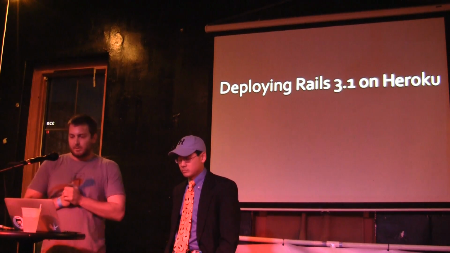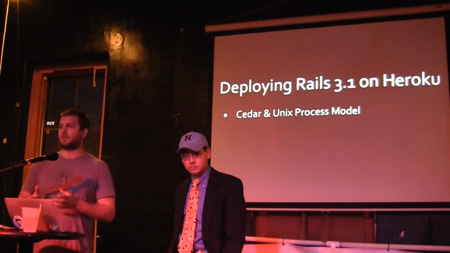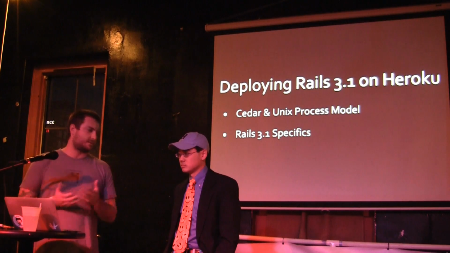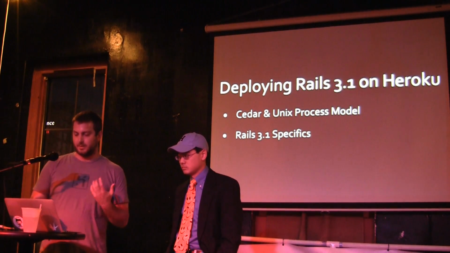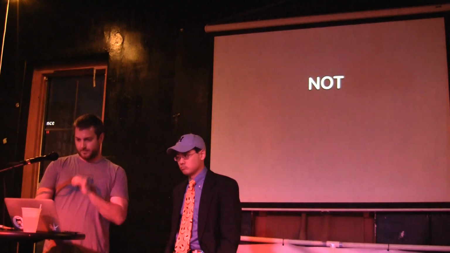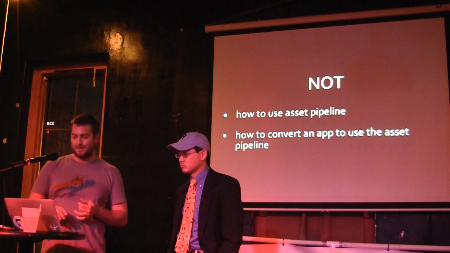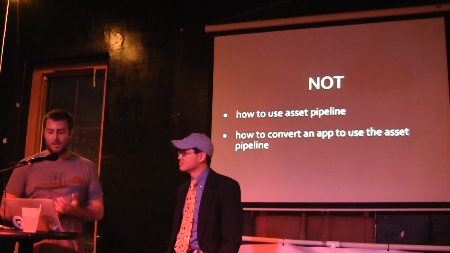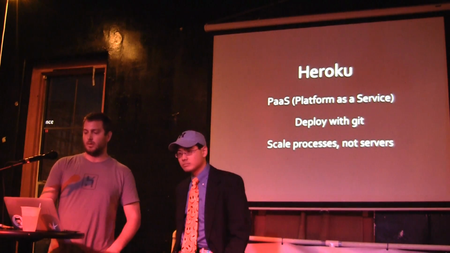So for deploying Rails 3.1 on Heroku, we're going to talk about Cedar and the Unix process model, and I'm just going to head up that part of the talk. Then Rails 3.1 specifics is going to be Terence's domain because he's worked on that a lot and he knows a lot about how to make that work. This is not a talk on how to use the asset pipeline or how to convert an app to use the asset pipeline. I think those are both very interesting talks and someone should give them, but that's not what we're doing right now.